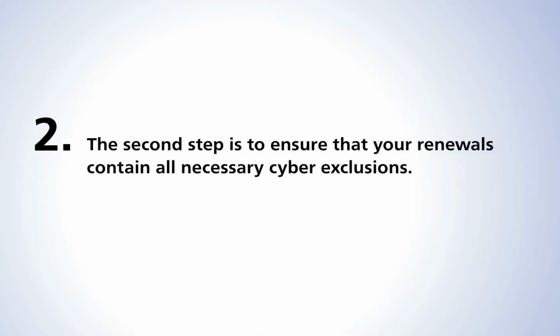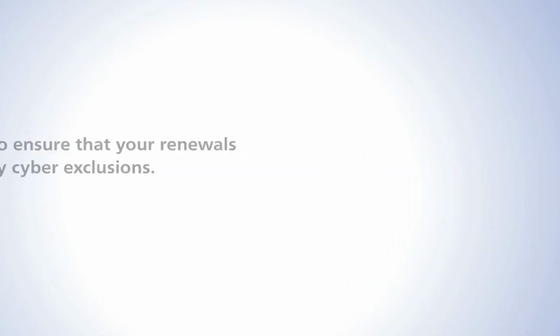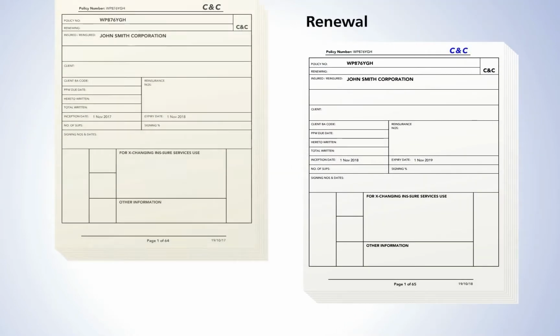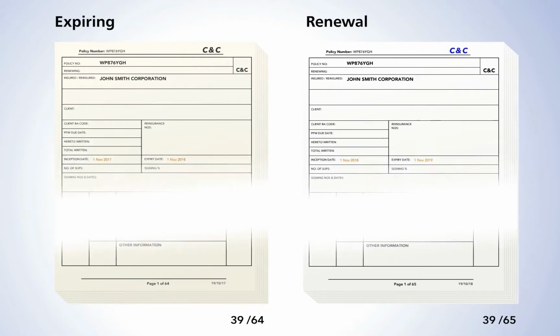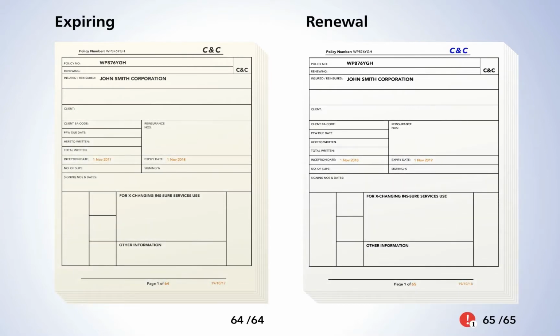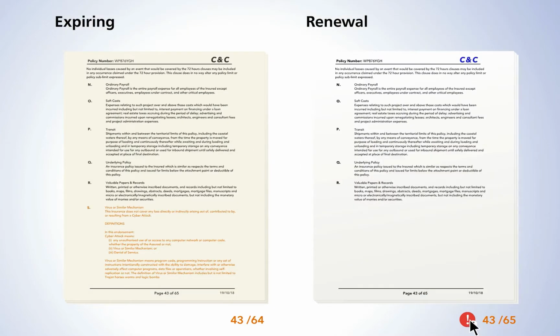The second step is to ensure that your renewals contain all necessary cyber exclusions. With renewals, dropped clauses and inconsistencies in a multi-layered program can be tough to spot. With Exari's clause-level comparison capabilities, your renewals will be matched against the expiring policies in seconds. Identifying any differences between the two, you can now rectify any errors before signing.